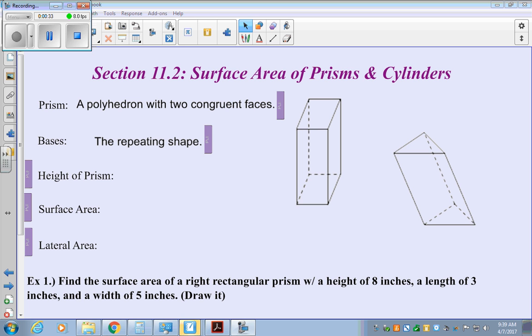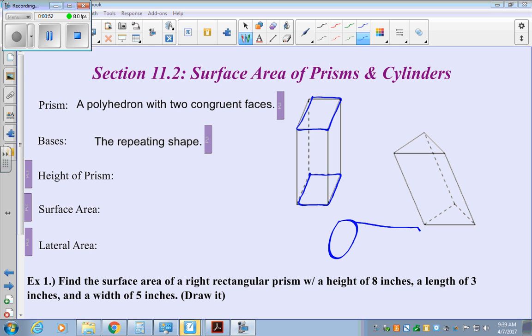Okay, so the base is the repeating shape. Normally we think of bases as what's on the bottom and what's on the top. But sometimes they're going to push over our shape, and it might be what's on the left and what's on the right. So whatever shape repeats and is parallel is the base. So for this shape over here, it's the triangles that are the bases. And they're parallel to each other.